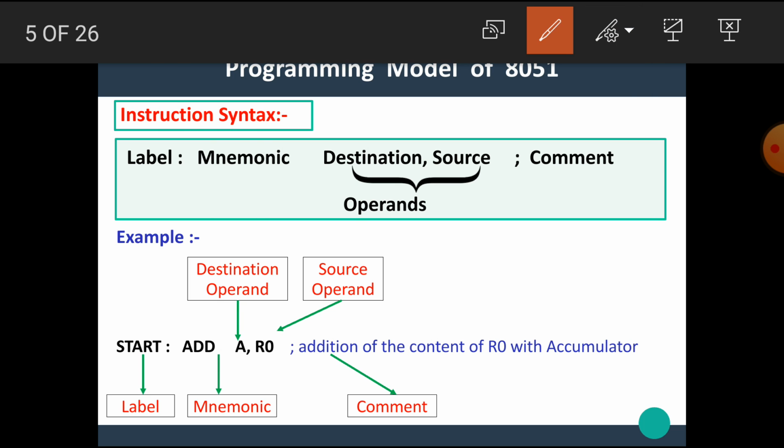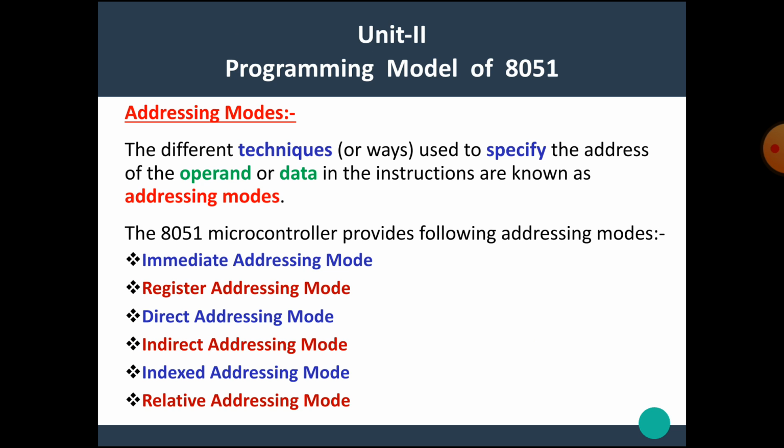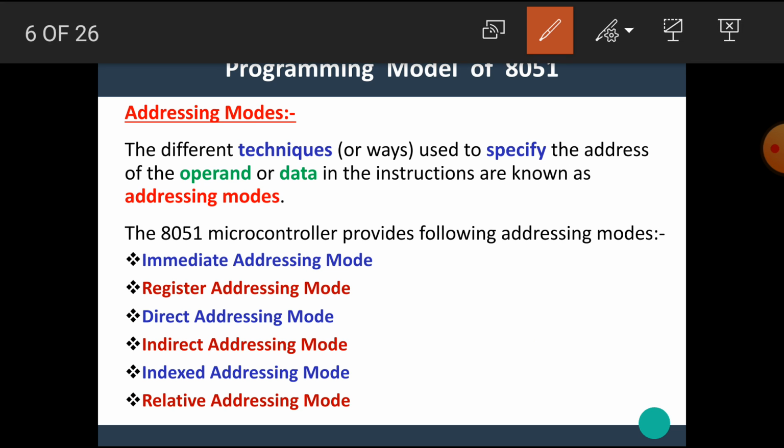That means this instruction tells us that the addition operation is performed between R0 and the accumulator. I hope you all understand the instruction syntax of the 8051 microcontroller assembly language. Now let's see the addressing modes of the microcontroller.